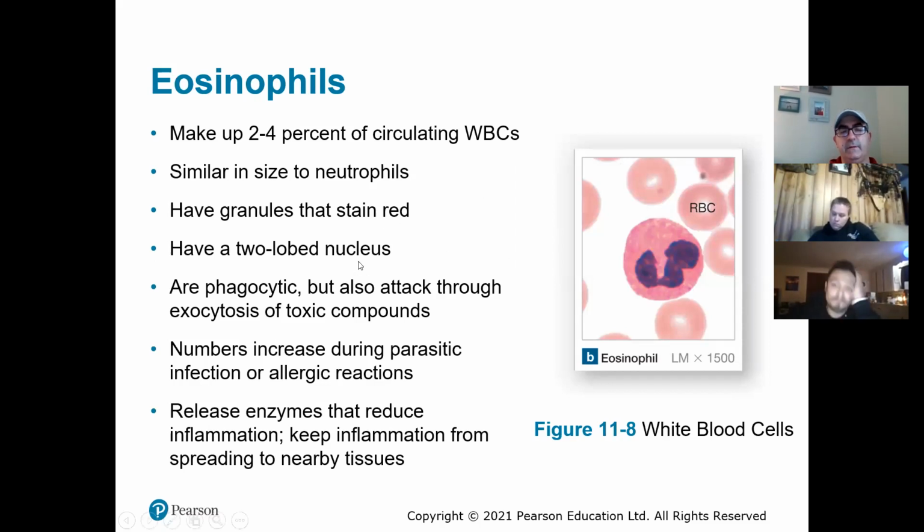They are phagocytic, but they attack through exocytosis of toxic compounds. So they can chew things up, but mostly what they do is release these toxic compounds to kill cells. The numbers of eosinophils increase when you have a parasitic infection or an allergic reaction. So a parasite, like a tapeworm, you would make more eosinophils that would attack that tapeworm.